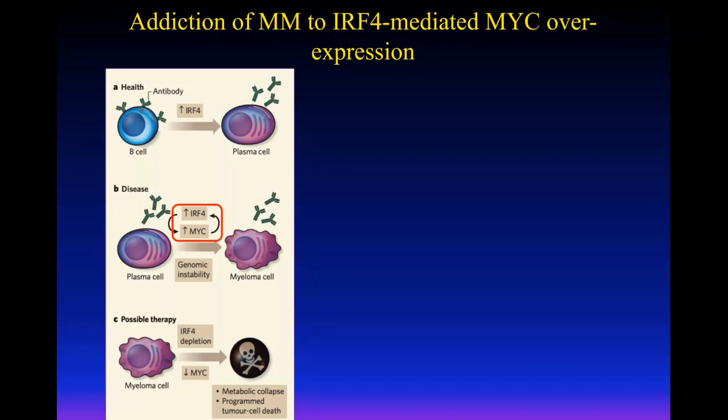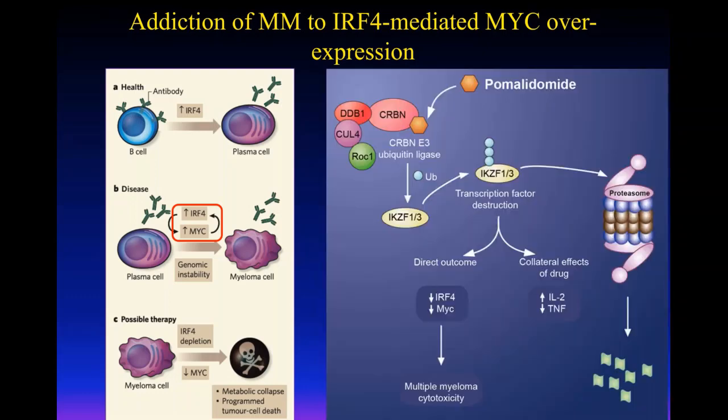So we understand that in myeloma, IRF4 is upregulated, and hence it also leads to upregulation of c-MYC. In terms of mechanism of action, IMiDs, whether thalidomide, lenalidomide, or pomalidomide, bind cereblon of the E3 ubiquitin ligase, which leads to degradation of the transcription factors, and that leads to downregulation of IRF4 and hence downregulation of c-MYC. With that, the cell goes into apoptosis.